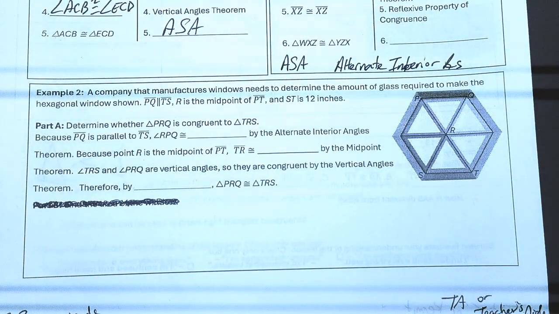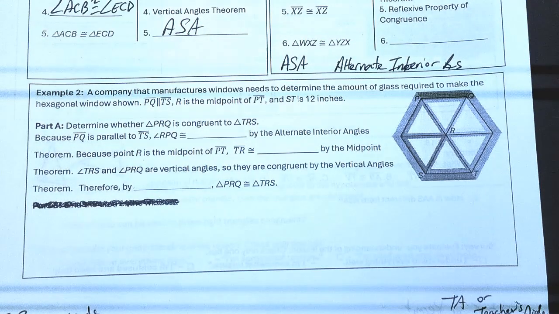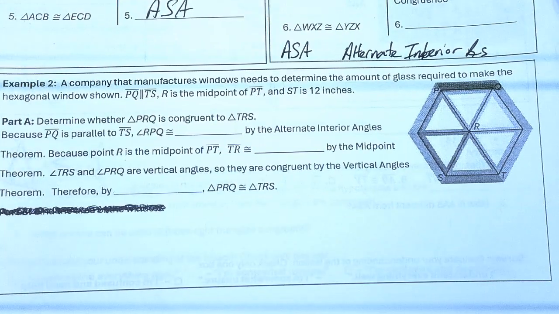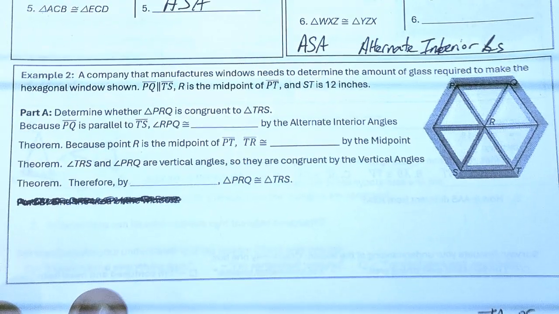All right, bottom of the first page. The company is manufacturing windows. It says they want to determine the amount of glass. It's because part of the problem asks for the area, but we're not going to do that. We're just going to focus on our proof and learning these sides and angles. So I'm going to zoom in a little more, scoot over a little more.